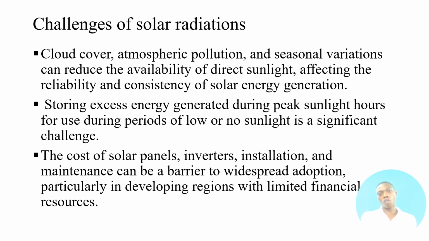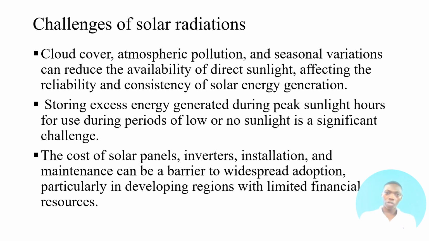Here are some challenges of solar radiations. The first one is cloud cover, atmospheric pressure, atmospheric pollution, and seasonal variation can reduce availability of direct sunlight, affecting the reliability and consistency of solar energy generation. You know that condition like a cloud cover may limit the intensity or the amount of solar radiation that an area can reach.